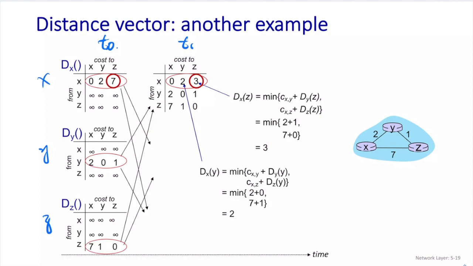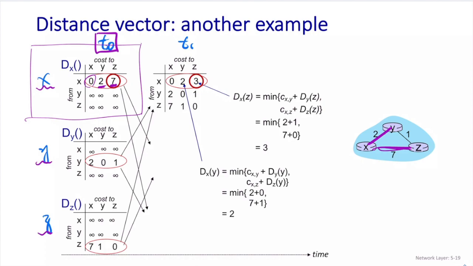Let's take a look at the right hand side. This very simple topology has x, y, z and the corresponding links. So we have 3 individual routers, and each router has to calculate its forwarding table. This part is the forwarding table of x at time 0. At the very beginning, before x, y, z exchange messages with their neighbors, x only knows CXY is 2, CXZ is 7, because x has a direct connection to y and z. And of course, CXX is 0.